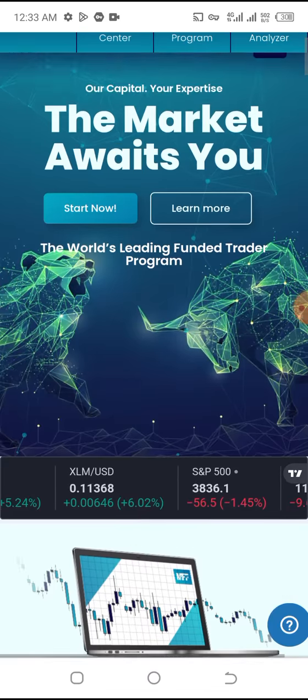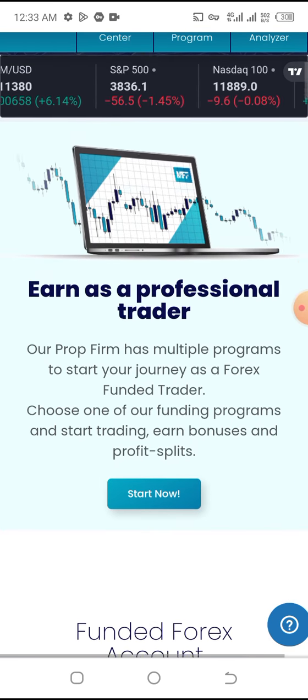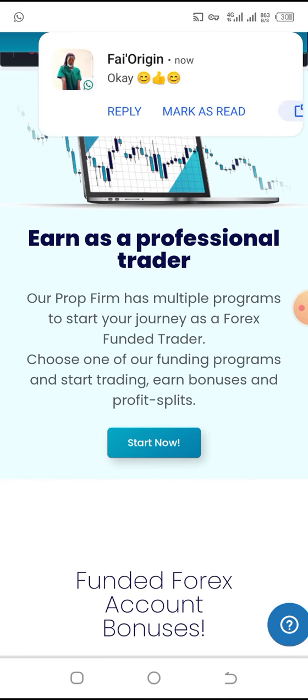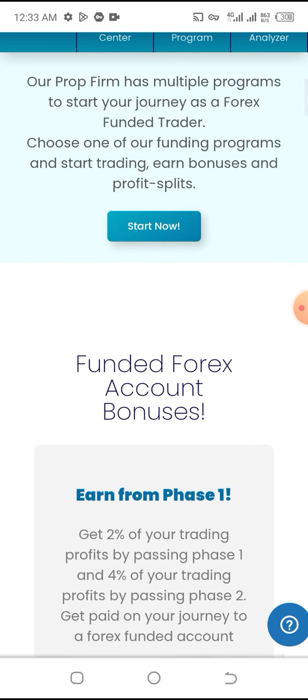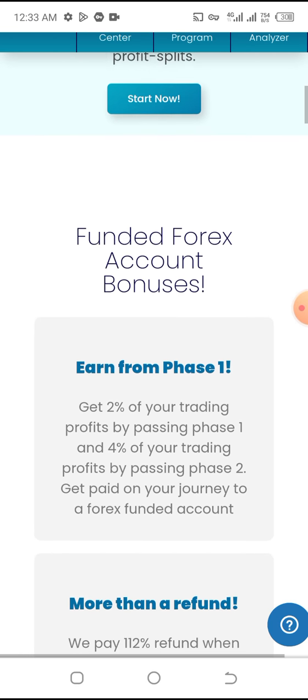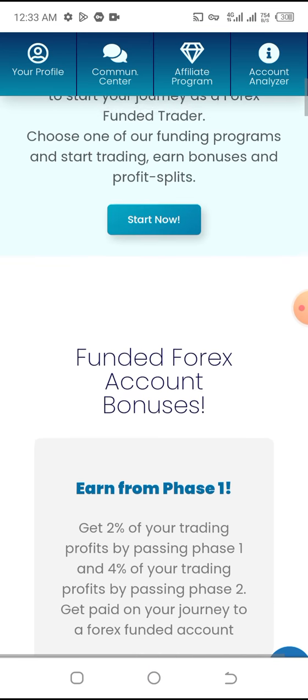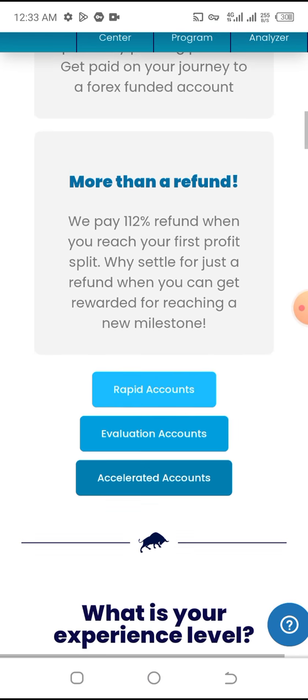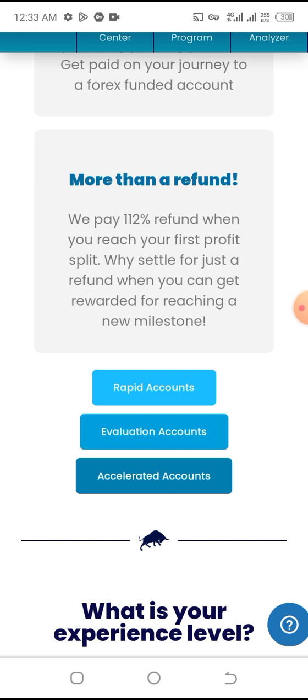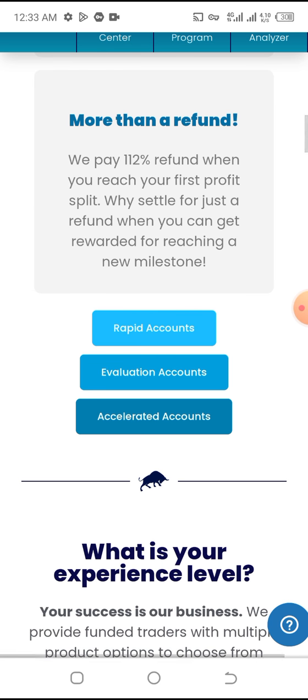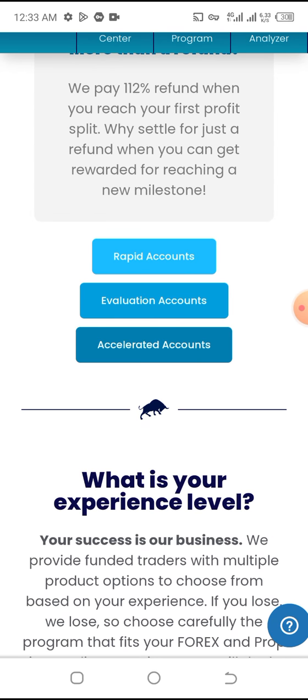Now let's move slowly. In My Forex Funds, we have three types of accounts: rapid accounts, evaluation accounts, and accelerated accounts. Mainly I'm going to leave out rapid because it's nothing much. I'm only going to explain evaluation and accelerated because those are the only two accounts I've gone through. I'm going to explain something I have experience with, and also something that I see is better and good to go for.